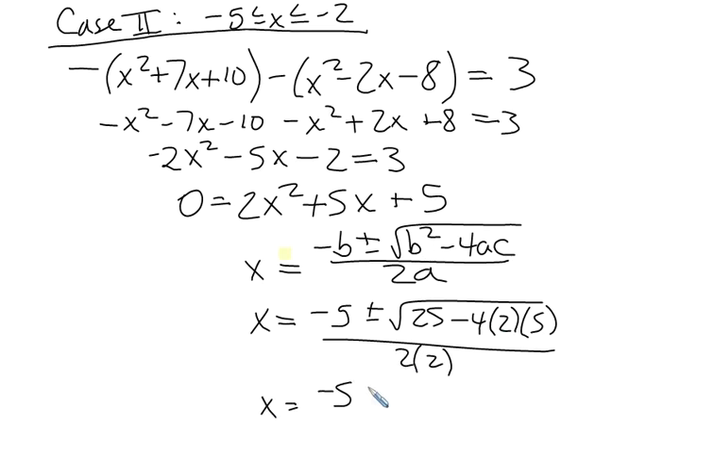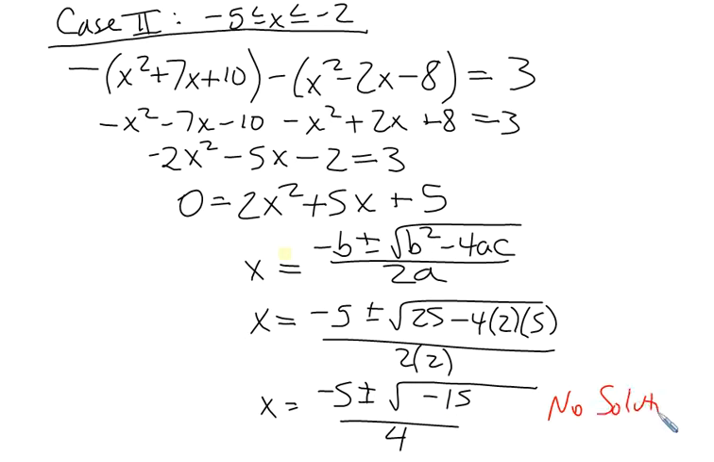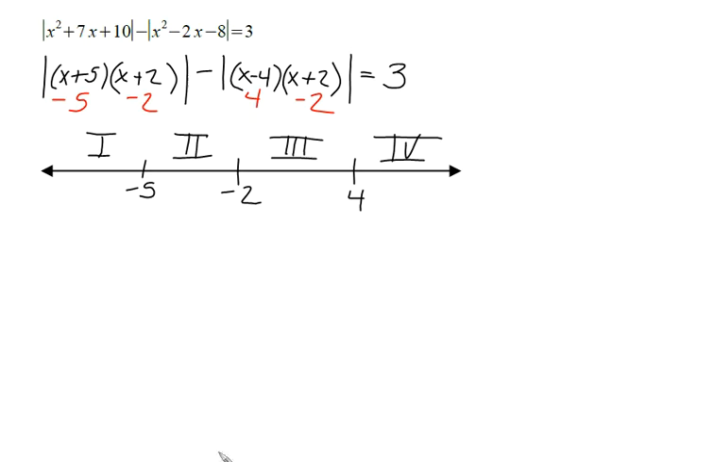So negative 5 plus or minus the square root of, what's this going to be? 25 minus 40 would be a negative 15 all over 4. For the purposes of these problems, we're looking for all real solutions. This is not a real solution here, so there are no solutions in case number 2. Again, we're looking for the real solutions. We're not looking for all solutions, including those with i's. Let's scroll to case 3.